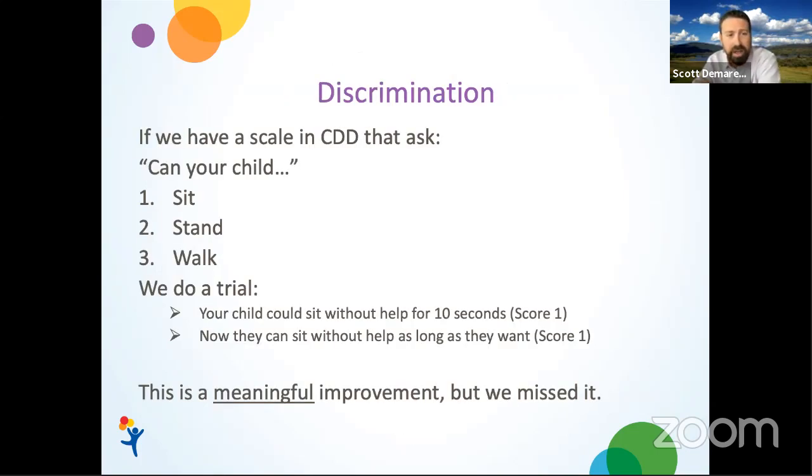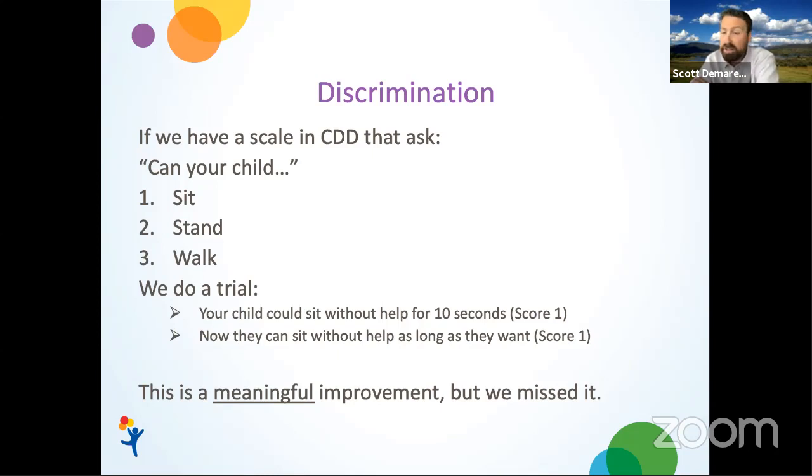Discrimination. This is how far apart the intervals are. And as an example of this, if we have a scale for CDD and we ask families, can your child sit, stand, or walk? And this is similar actually to the scale that we've used, partly because it's data that's available, and Helen presented on this previously. We could get good data about whether someone can sit, stand, or walk.